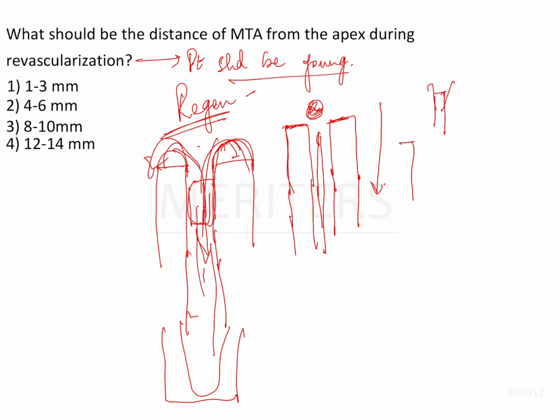Why is that so? Studies have been conducted and it was seen that when MTA is placed at a distance of 1 to 3 millimeters, it helps in very good dentinal bridge formation as well as cementogenesis as compared to all other measurements. That is the reason why you place it at this position.